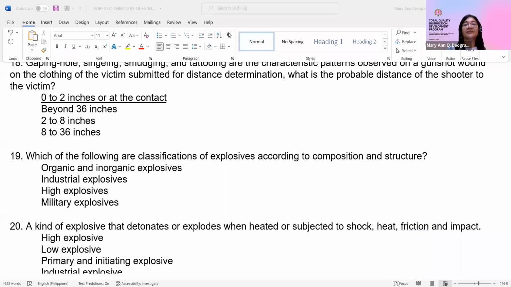Wala? Okay, it's letter A. Yes, letter A. Ayun, may nakakuha. So, organic and inorganic explosives. Kasi yan yung non-carbon containing explosives is the hydrocarbon containing explosives. So, yan. So, yung industrial according to design. Military according to design. High explosive functioning characteristics yan. So, organic and inorganic explosives.